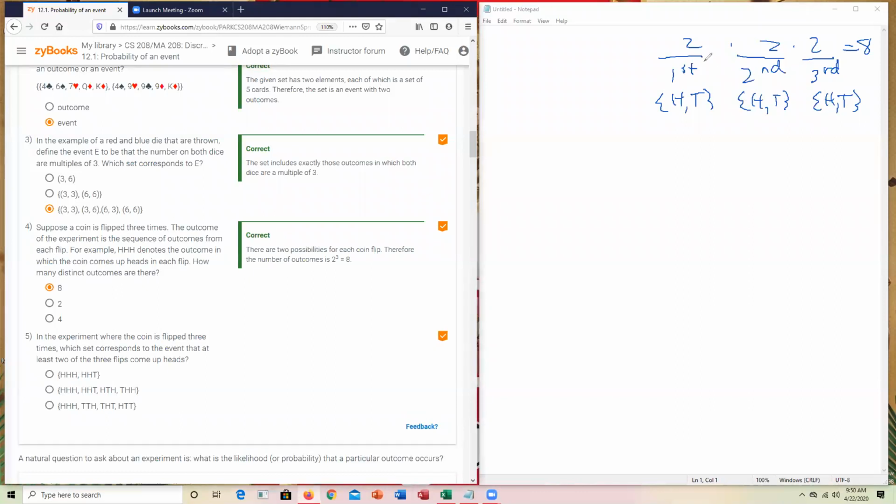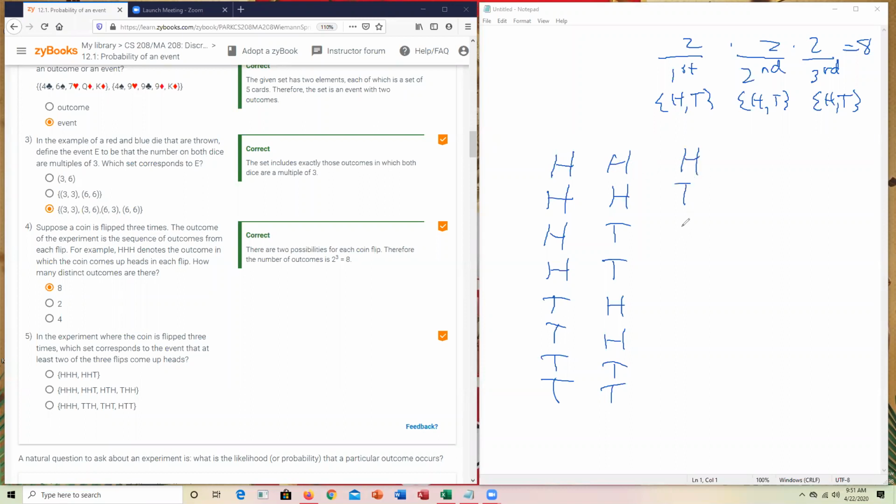Now let's list them completely out. If I start with eight, half of eight is four, so I'm going to list out four heads and four tails. Half of four is two, so I'm going to flip-flop: head, head, tail, tail, head, head, tail, tail. Now half of two is one, so I'm going to alternate: head, tail, head, tail, head, tail, and head, tail.